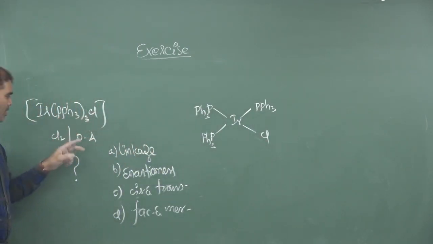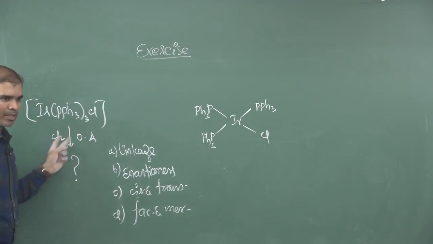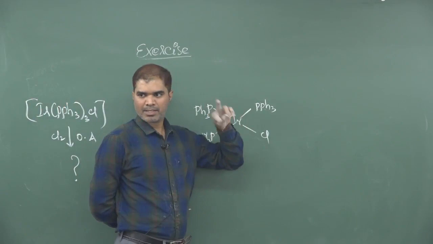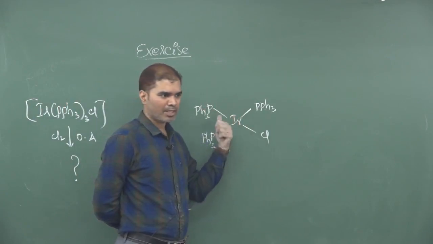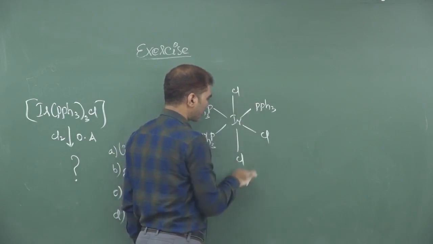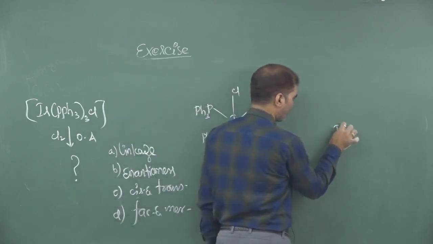It is undergoing oxidative addition with chlorine. So whenever chlorine is coming and adding oxidatively, that chlorine can add cis, or the other possibility is trans addition can happen. Suppose it is adding this way, or it may add in another way.